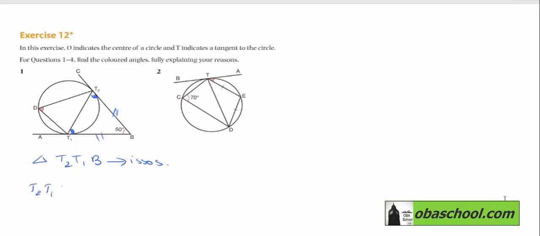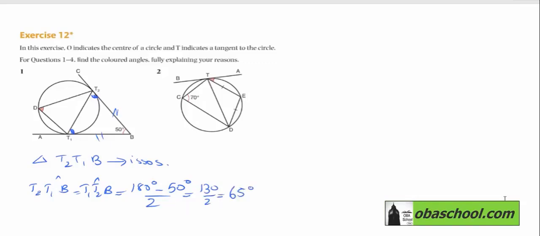So, since T1 is equal to T2, that would mean they are equal to the sum of angles minus the measurement of angle B. So let's go ahead and calculate it. 180 minus 50 over 2. And that would be 130 over 2, which is equal to 65 degrees.